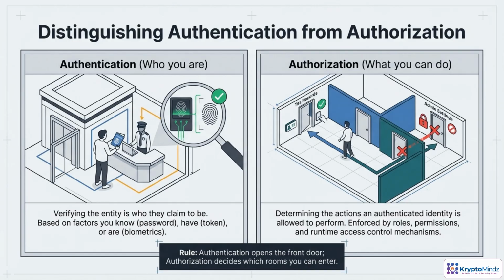Now let's connect identity to access. Think of authentication as the ID check at the building entrance, and authorization as the door rules inside. Authentication proves you are you, using things you know, have, or are. Once that succeeds, authorization decides what you're allowed to do: which data you can see, which buttons you can click, which APIs you can call. Many breaches happen because teams mix these up. Always ask, are we confirming identity or controlling actions?